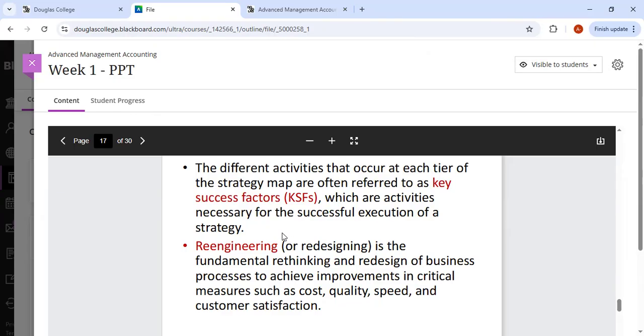Again, we need to have the strategy. If you don't have the strategy, then what are we going to communicate? Why do we need it if you're using the balanced scorecard? Re-engineering or redesign will be fundamental rethinking or redesign of the business perspective. That may happen if we decide to change the strategy. That may also happen if the environment changes and we have to react very fast.